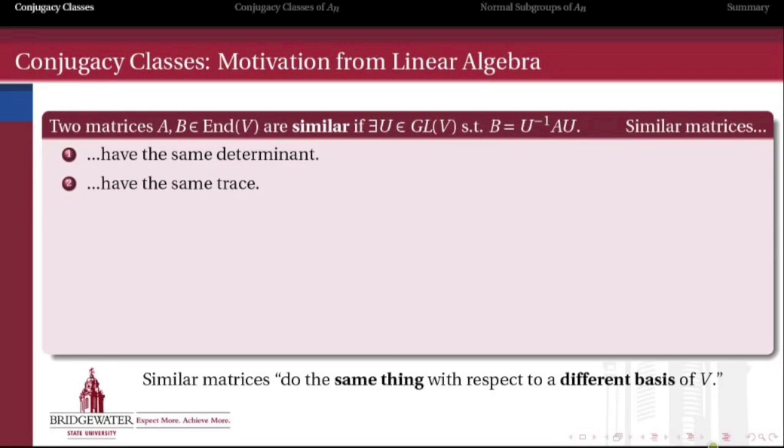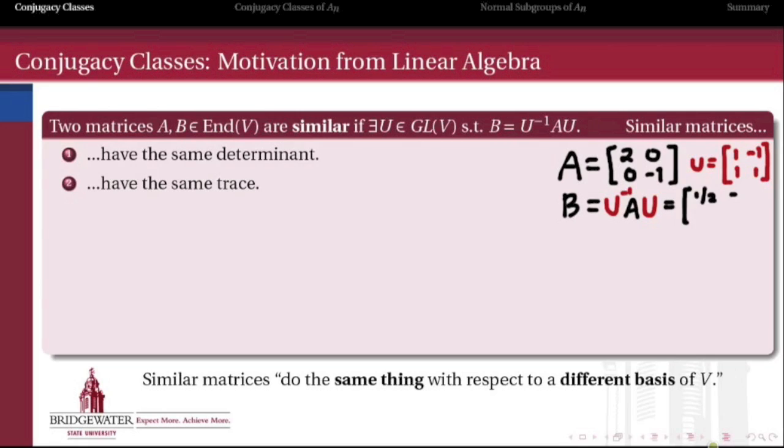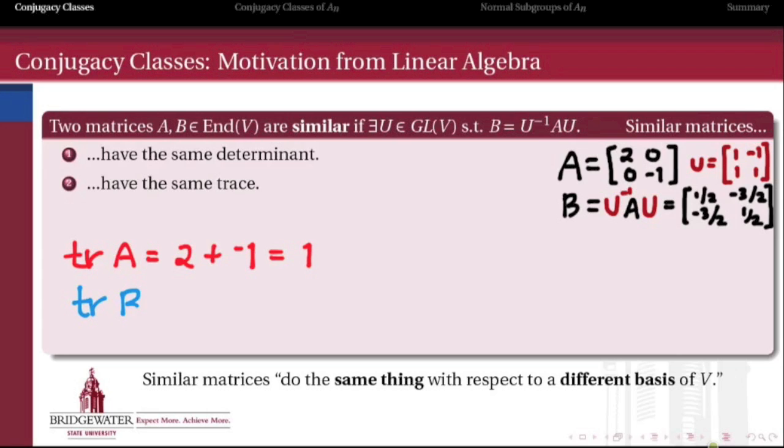Two matrices that are similar in linear algebra also have the same trace. Remember, the trace is the sum of the entries that are on the diagonal of a matrix. So let's go back to our A and B that we had before, 2, 0, 0, minus 1, and 1 half, negative 3 halves, negative 3 halves, 1 half. What are the traces of these matrices? Well, the trace of A, 2 plus negative 1, is 1. And the trace of B, a half plus a half, is also equal to 1.